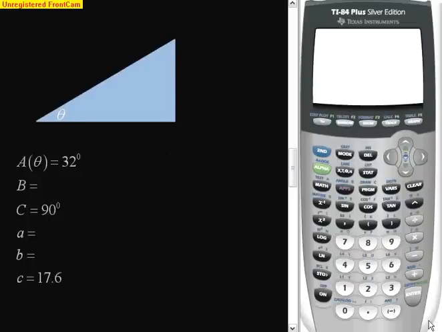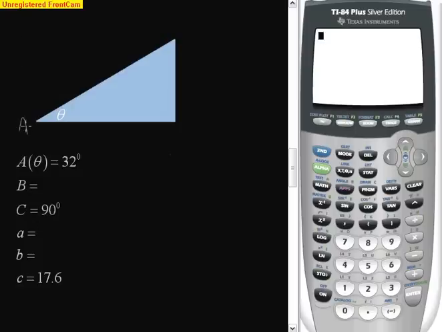Today's video is going to have a quick example of how to solve for all parts of a triangle using SOH-CAH-TOA. So first we see that we have a right triangle here with theta in the lower left hand corner, and this is the given information that we have here. Most important thing that we start with is making sure that our triangle is labeled correctly.